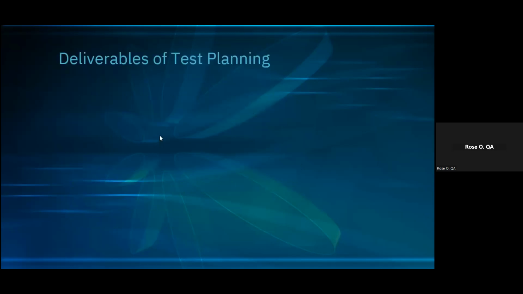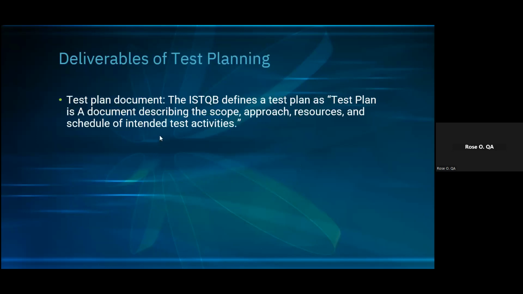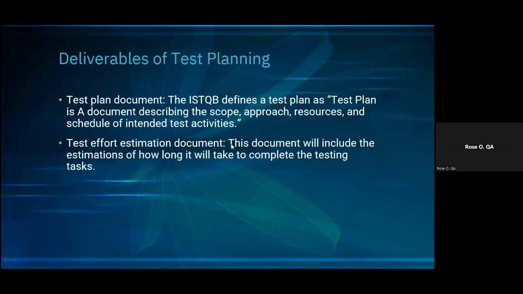So what are the deliverables of a test plan? The test plan document, we've talked about it. There's an ISTQB certified definition of it, which we are going to go through. So you can see what they say. The test plan is describing the scope, approach, resources, and schedules of intended test activities. The next thing is test estimation. This document will include an estimation of how long it will take you to complete the testing tasks. Simple. And you see that the same things I've said initially are already here.